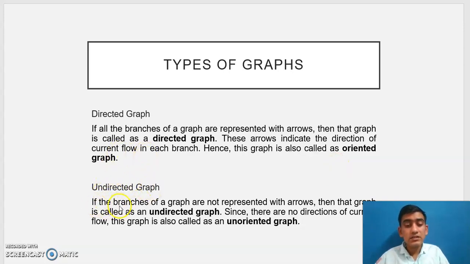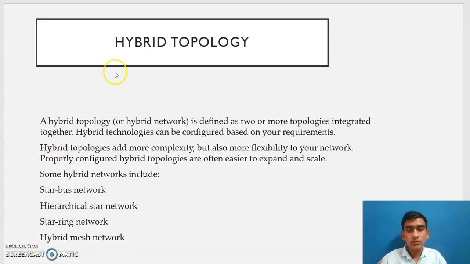Hence, it is called an oriented graph or directed graph. Undirected graph. If the branches of the graph are not represented with arrows, then that graph is called an undirected graph since there is no direction of current flowing through it. So it is also called an unoriented graph. So what is hybrid topology? A hybrid topology is defined as two or more topologies integrated together. Hybrid topologies can be configured based on the requirement.